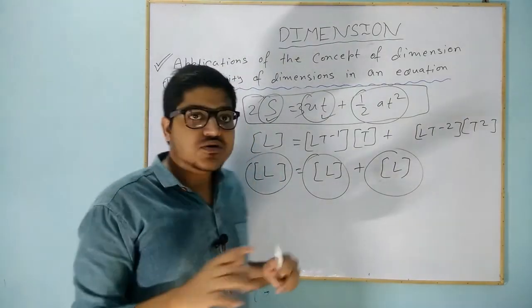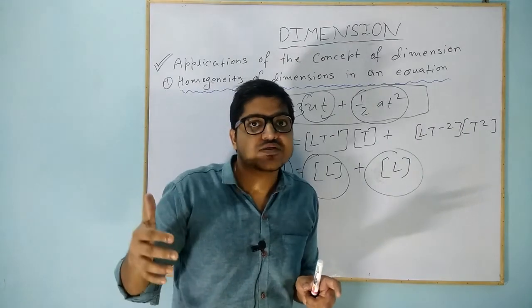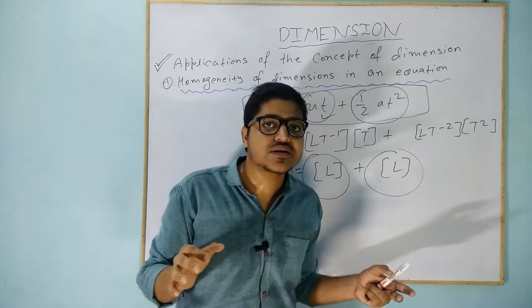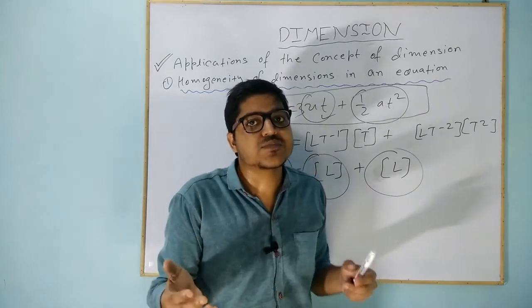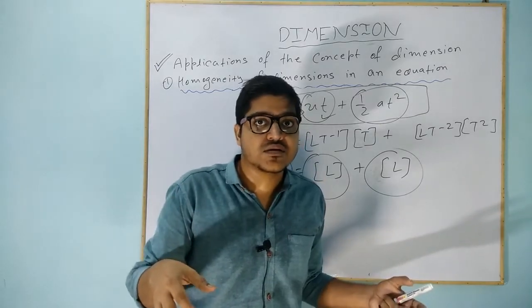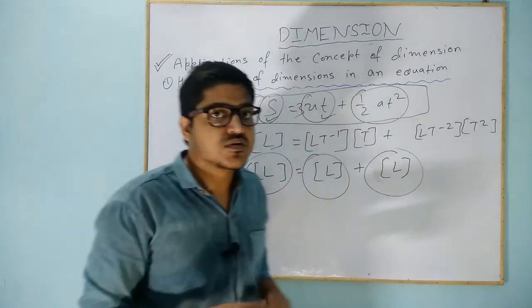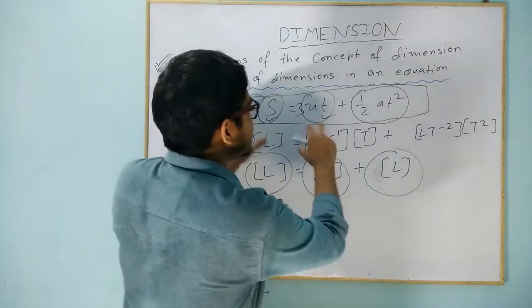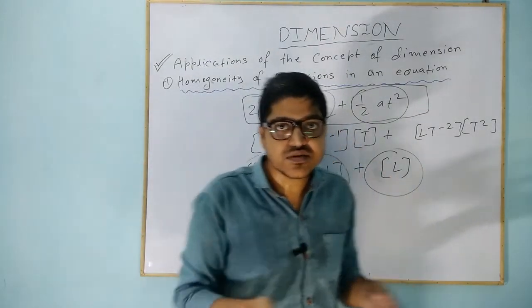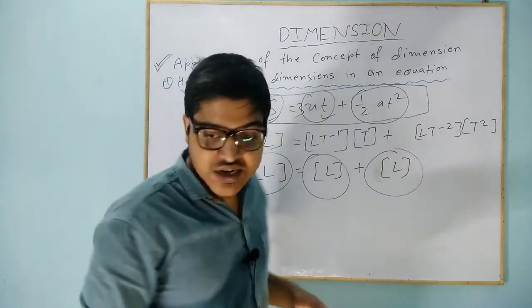So it is not always necessary that an equation which is dimensionally correct should be correct. It may or may not be correct, right? An equation which is dimensionally correct may or may not be correct, but an equation which is dimensionally wrong is always wrong. Because in any equation, if you are adding or subtracting two quantities which are dissimilar in nature, then it must be wrong. It is obvious.